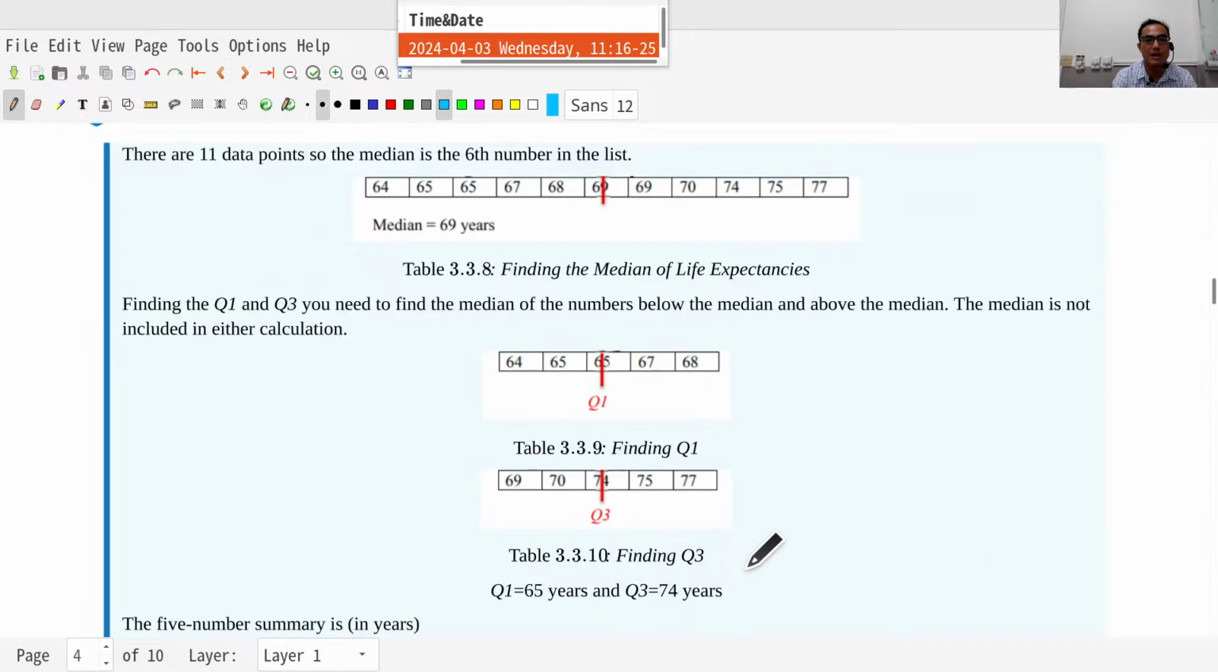Okay, the same. 11 numbers, and the median is the center one. Just one member is located in the center, so it's very easy to calculate. This part, 1, 2, 3, 4, 5. The second part, 1, 2, 3, 4, 5. The first 5 members here, we can find the center one. 65 is the Q1. And this part, let me draw it.